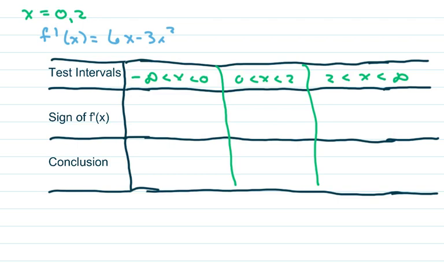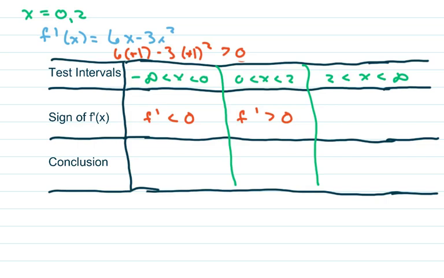And so let's try -1. And clearly that's going to be a negative number. So the sign of our derivative is negative. Now when you plug in a number between 0 and 2, so let's just try positive 1, and when you evaluate that, you're going to get a positive number. So our derivative is positive.